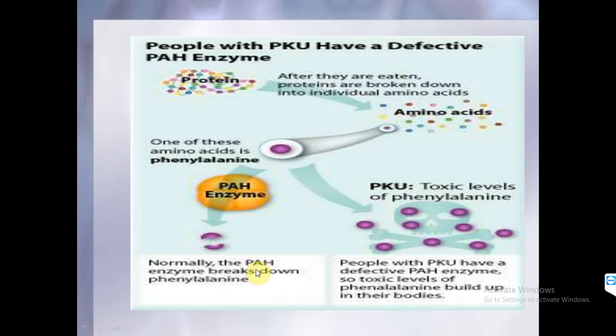But if the person is having the disease phenylketonuria, this enzyme is absent, and that's why phenylalanine keeps on accumulating in the body, and the toxicity of the blood gets increased, and that's why it is a dangerous condition.